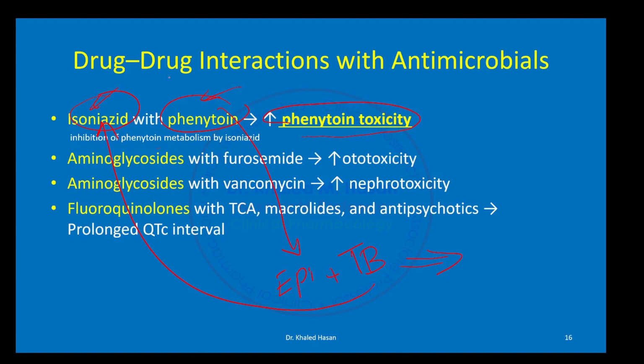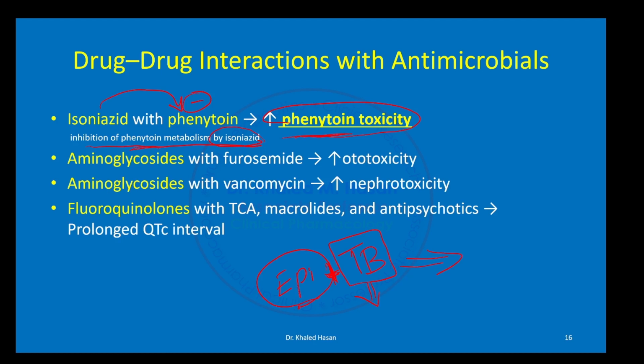So what they found here, isoniazid inhibits metabolism of phenytoin, and this will lead to increased toxicity of phenytoin. So if the patient suffers from epilepsy and is treated with phenytoin, and the patient comes to the clinic recently suffering from tuberculosis and you decide to prescribe isoniazid, we need you to remember that isoniazid inhibits metabolism of phenytoin and increases risk of toxicity. This is number one.